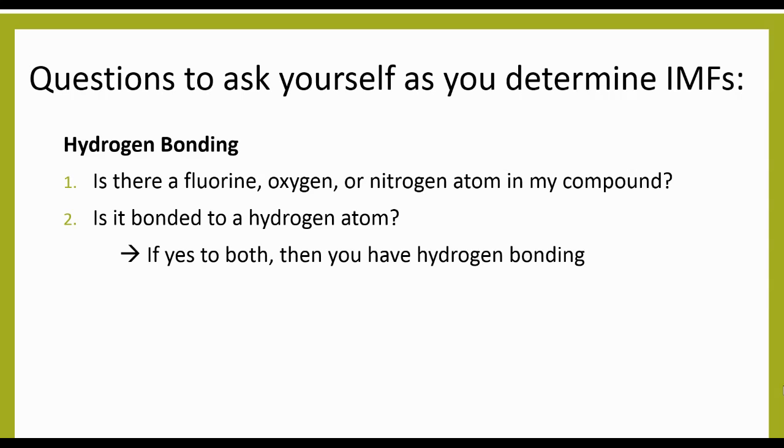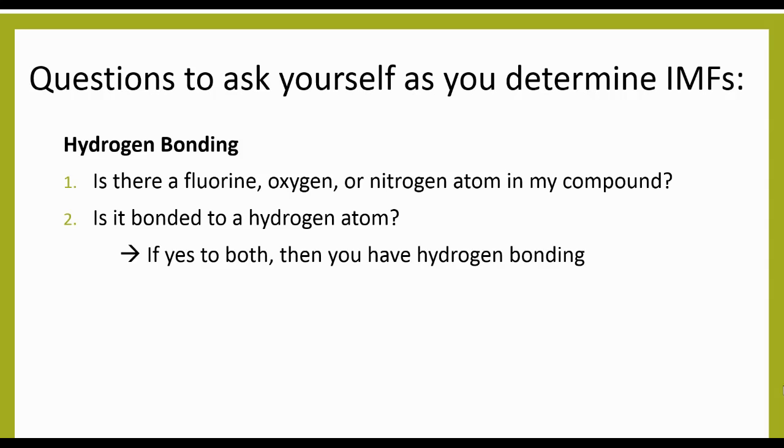So this part is not necessarily in your notes, but it might be good to kind of help you out as you go through these examples and work through them. So you might want to write these down or take some quick screenshots. So some questions to ask yourself as you determine the intermolecular forces. When it comes to hydrogen bonding, you want to ask yourself, is there a fluorine, an oxygen, or nitrogen in my compound? If there's not, you don't have hydrogen bonding.